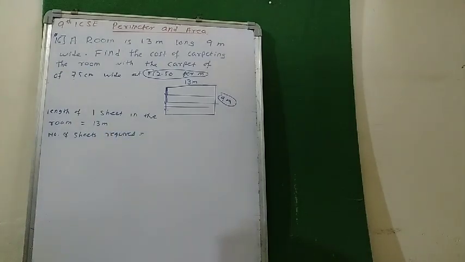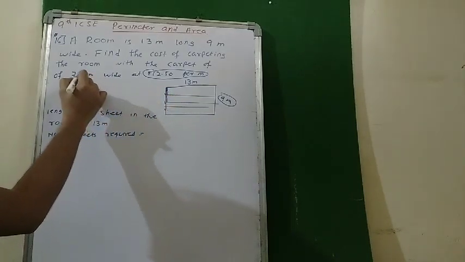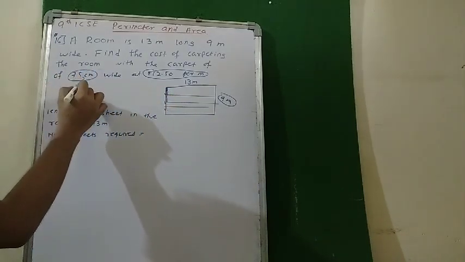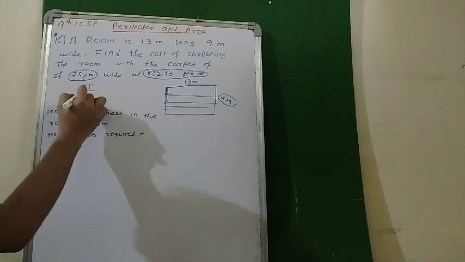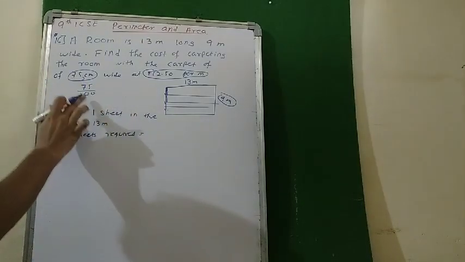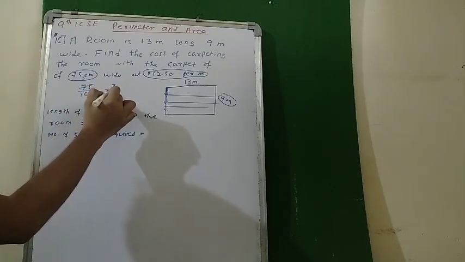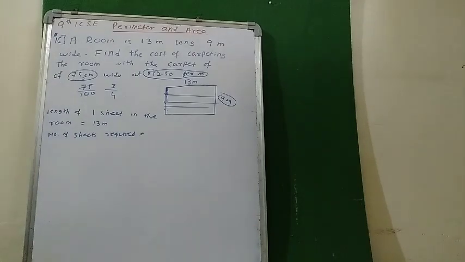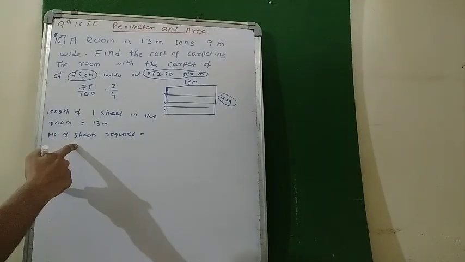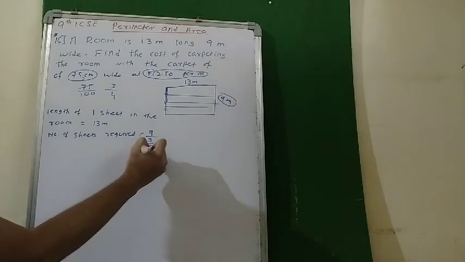Number of sheets required will be, see, we have 75 centimeter. 75 centimeter is nothing but 75 upon 100 meter. Okay, when I will convert 75 centimeter into meter, I will divide it by 100 and I will divide it, 3 3s are... 25 3s are 25 4s are... We have 3 upon 4 meter. So number of sheets required will be 9 meter upon 3 upon 4 meter.